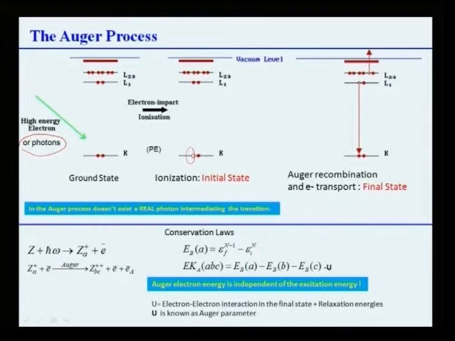So the Auger electron energy is independent of the excitation energy, as I have told you. U is known as the Auger parameter. The Auger parameter is a machine dependent parameter.